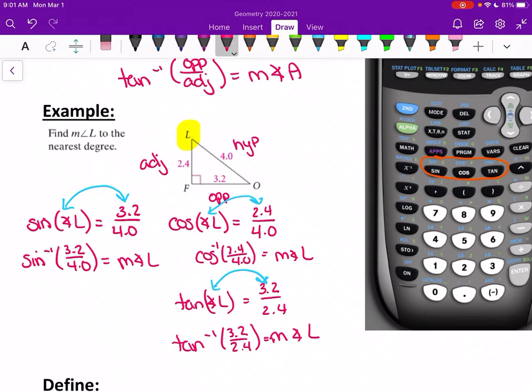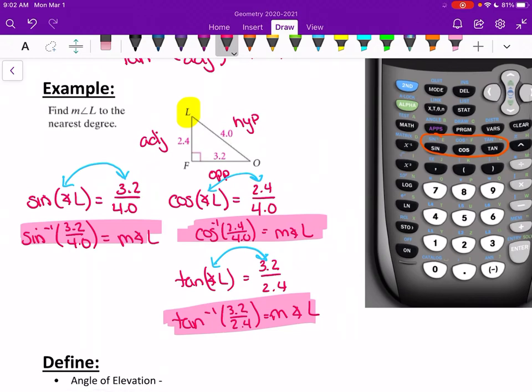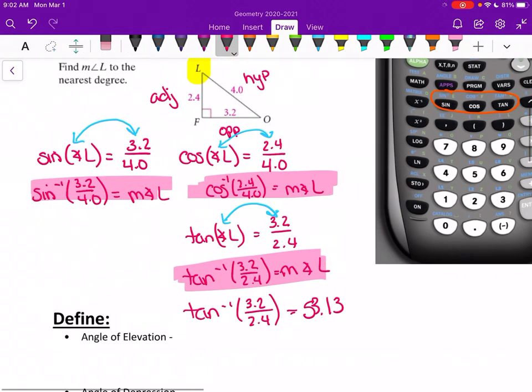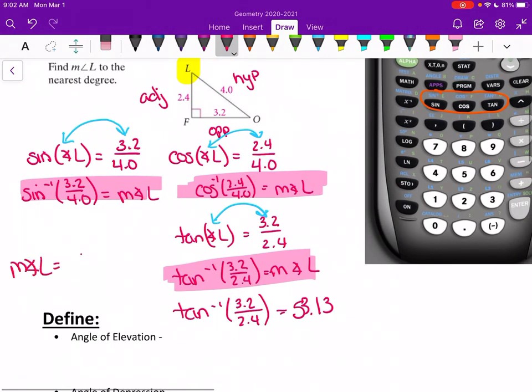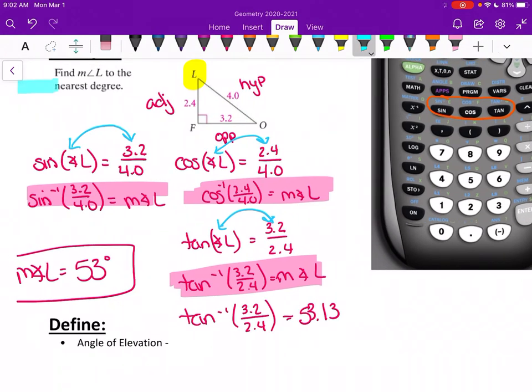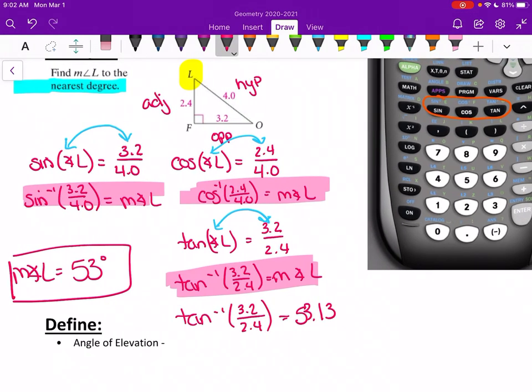So what I would like you to do is practice plugging all three of these into your calculator and making sure that no matter which one you pick, you get the same answer. So I did tangent, and I got that the tan inverse of 3.2 over 2.4 is 53.13. So that means that the measure of angle L is about 53 degrees. I rounded to 53 degrees because the directions told me to round to the nearest degree. Okay, so there we go.